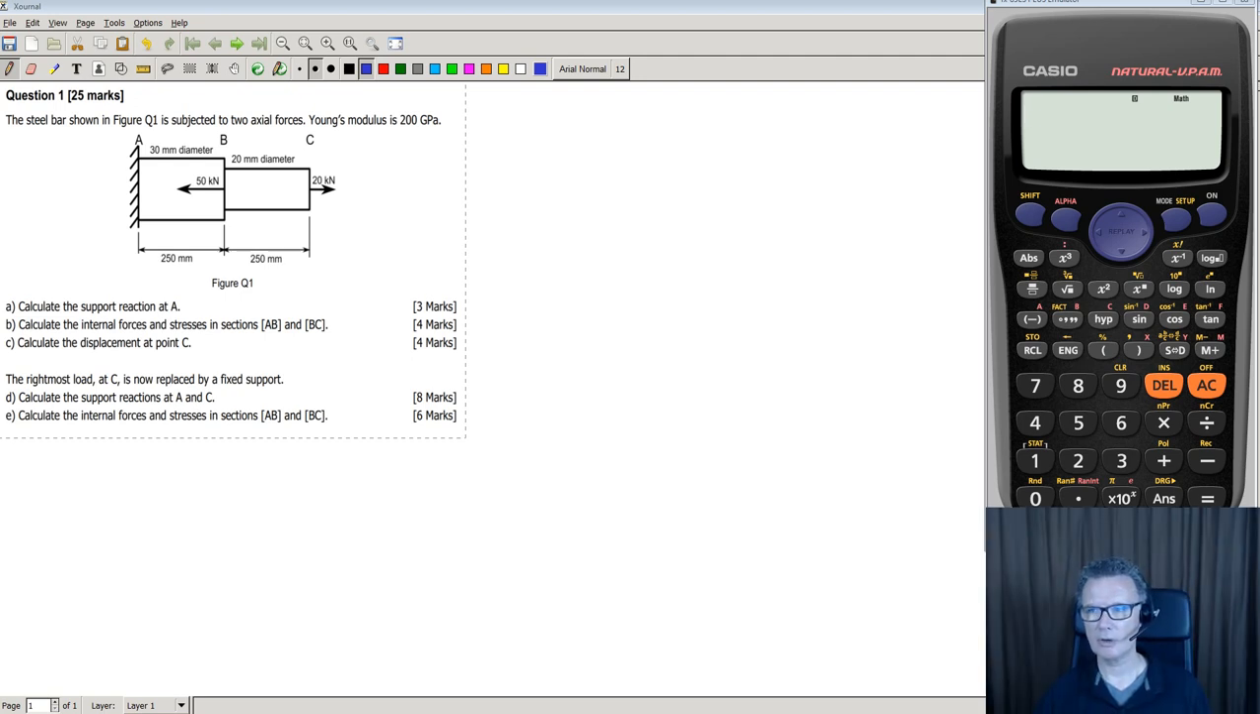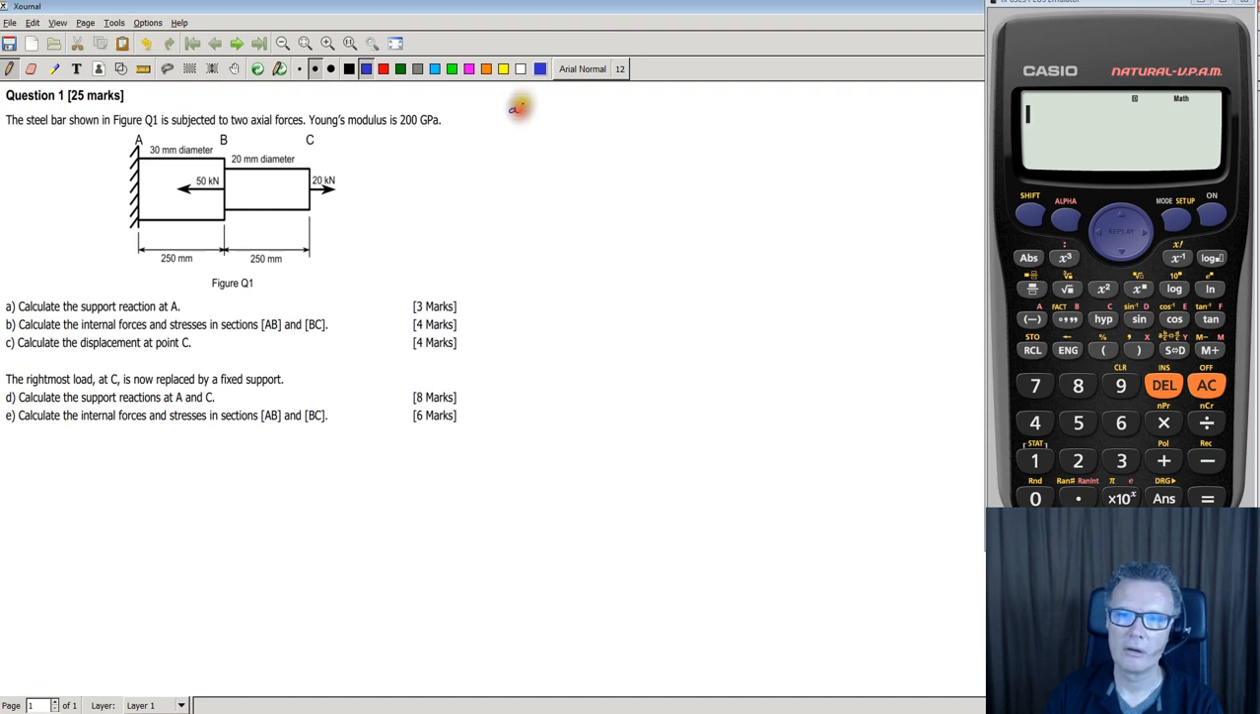Okay, so let's have a go at question 1. We start off with finding the reaction at A. We have to define a few things here. I'm going to define X to be going in this direction. I'll define my reaction to be going from left to right.